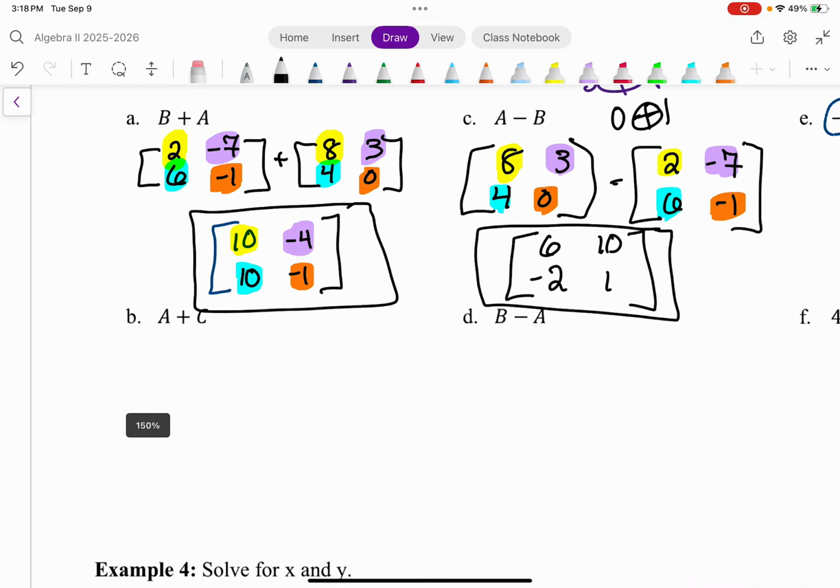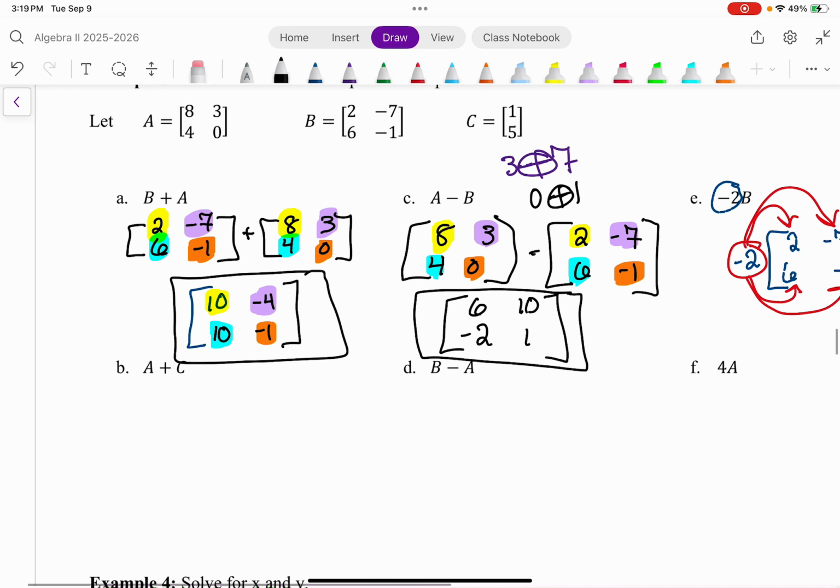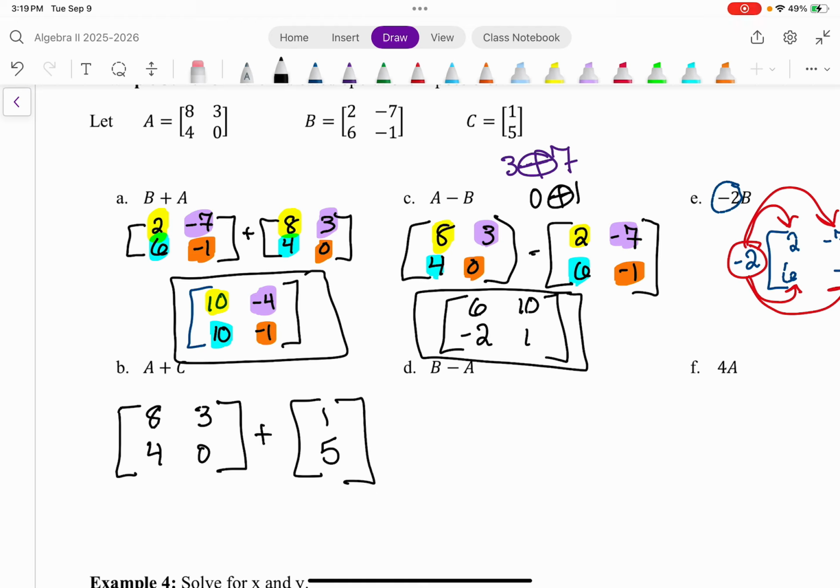Next, down here, example B, we're going to add matrix A plus matrix C. So this one we have an 8, 3, 4, 0, plus 1, 5. Now, if you look at the dimensions, this first one is a 2 by 2, and the second one is a 2 by 1. Those dimensions are not the same.